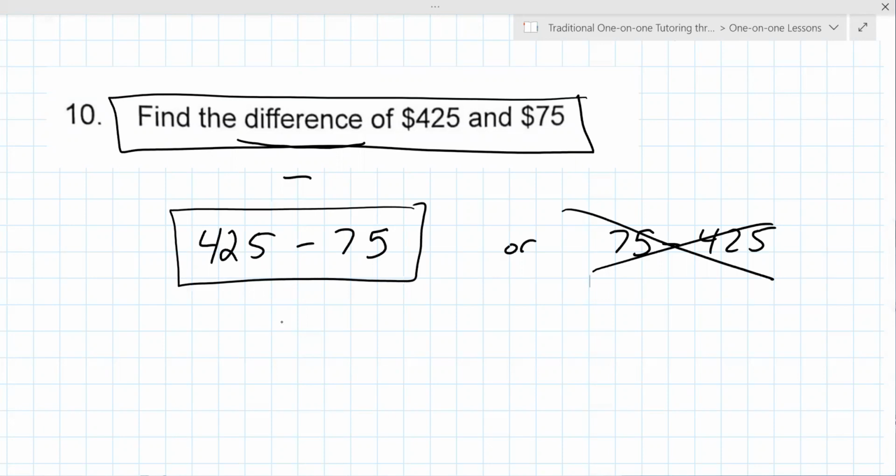350. Now, because it's money, we want to put the dollar symbol out in front.